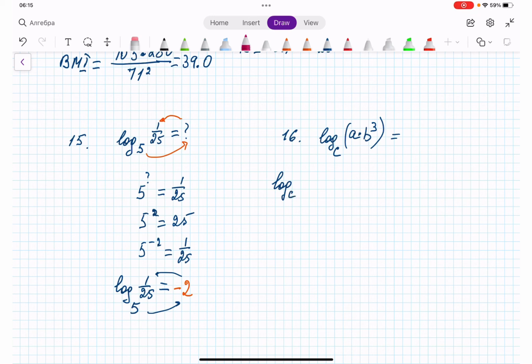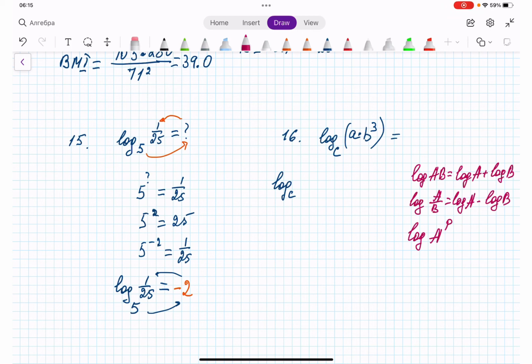Let me refresh your memory. Logarithm AB is equal to logarithm A plus logarithm B. If we have division, logarithm A over B, that will be logarithm A minus logarithm B. And when we have an exponent, logarithm A to the power P, it's going to be P times logarithm A. Okay, so once we have it, we can apply the properties.